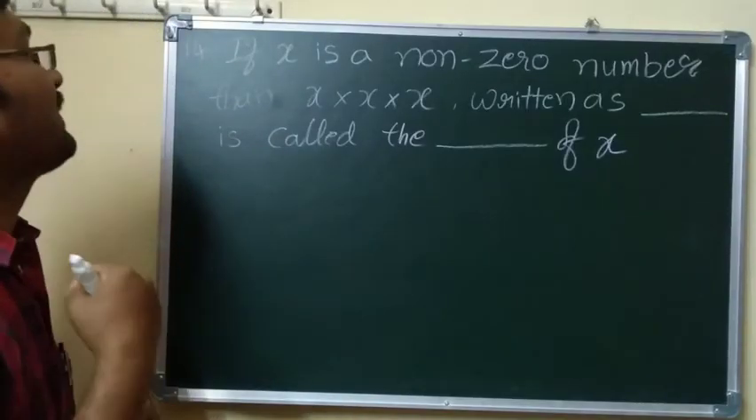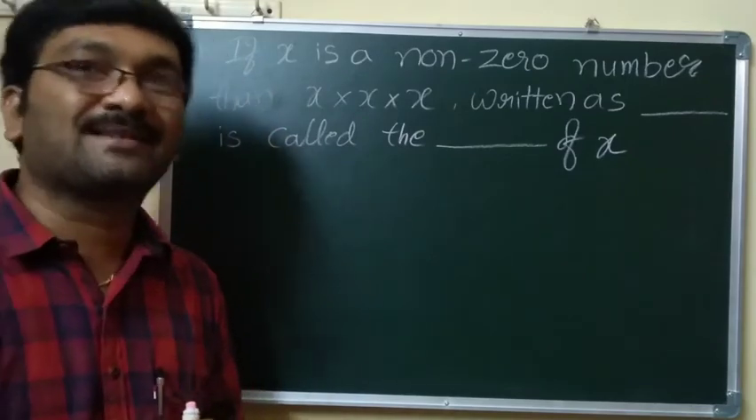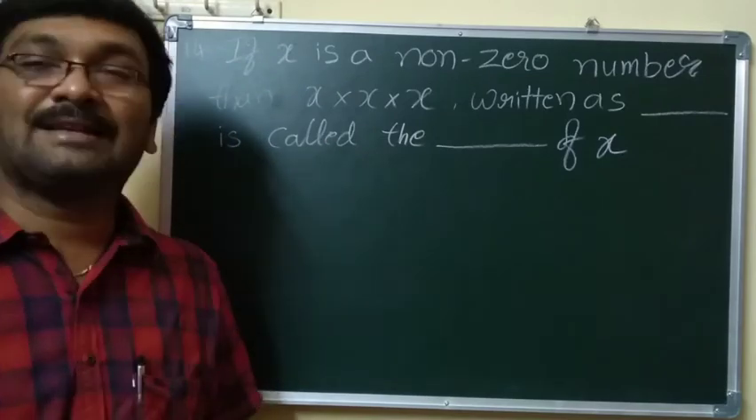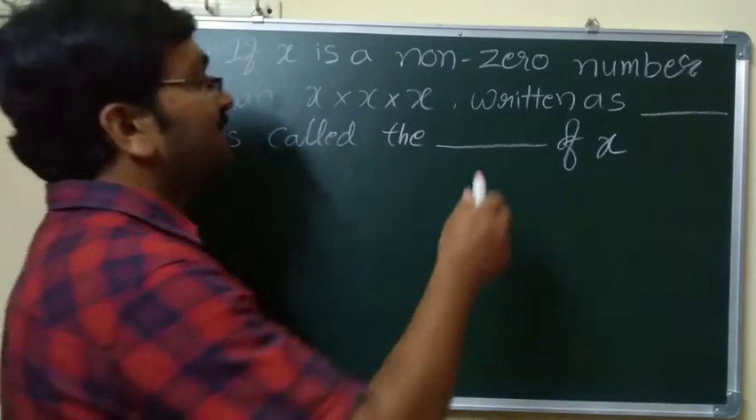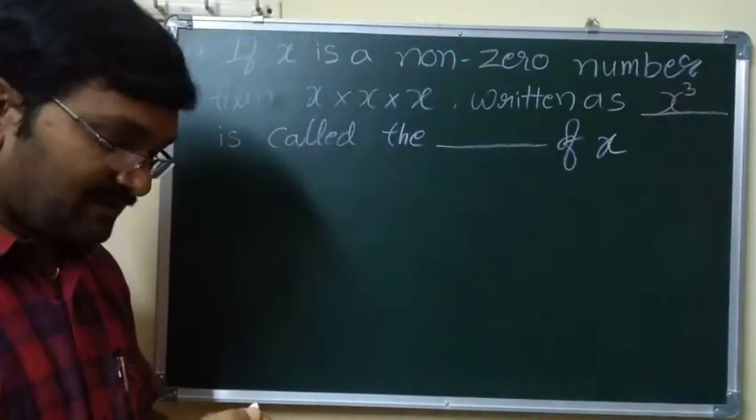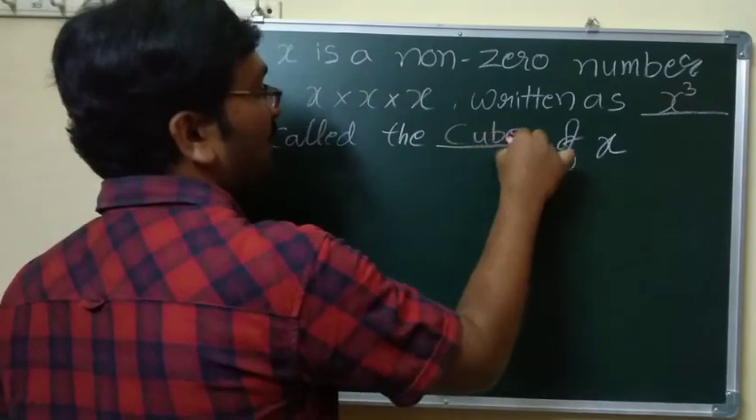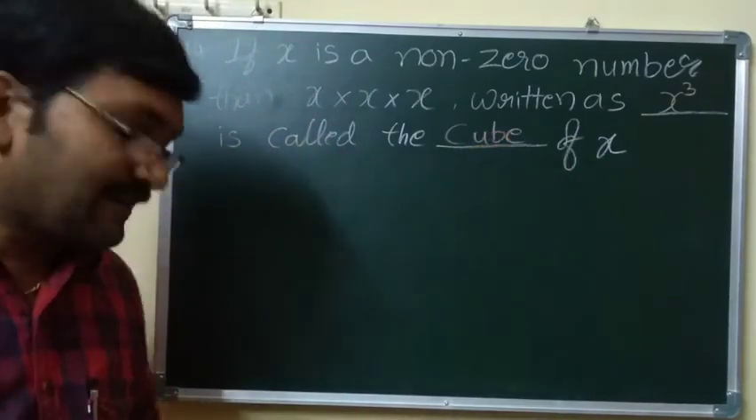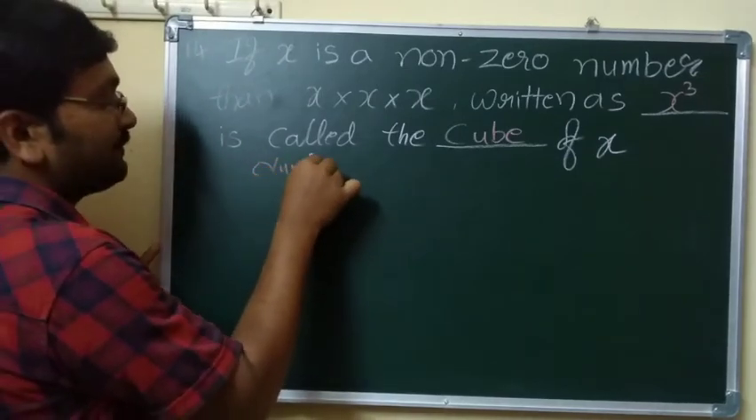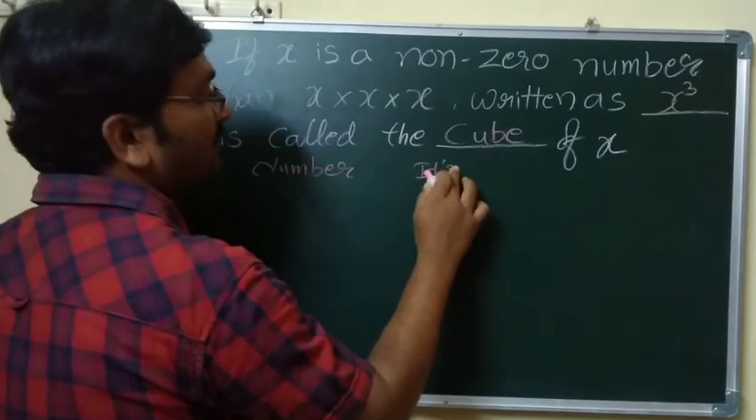Fourteenth question here. If x is a non-zero number, then x into x into x is written as x to the power 3 in exponential form, and it is called the cube. On one side we write the number and on the other its cube.